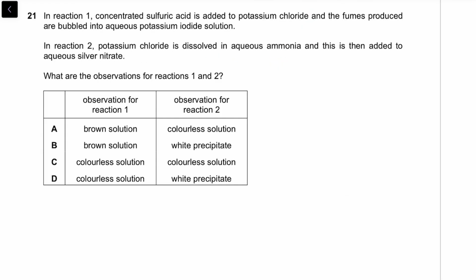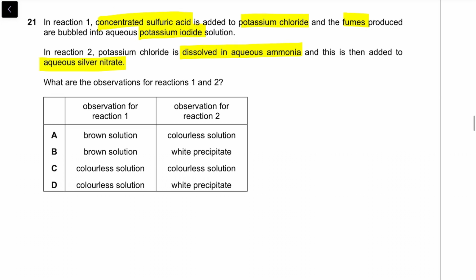Question number 21. In reaction 1, concentrated sulfuric acid is added to potassium chloride, and fumes are produced and are bubbled into aqueous potassium iodide solution. In reaction 2, potassium chloride is dissolved in aqueous ammonia and then added to aqueous silver nitrate. So what is potassium chloride? That is KCl, and it is added to H2SO4.